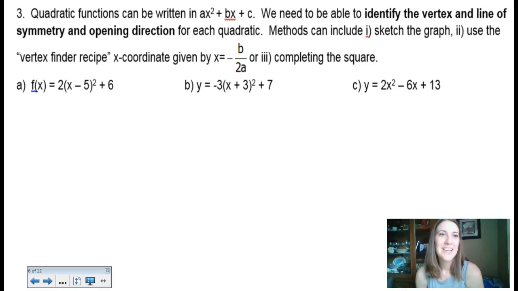All right. So quadratics can be written in standard form as long as we need to be able to identify.